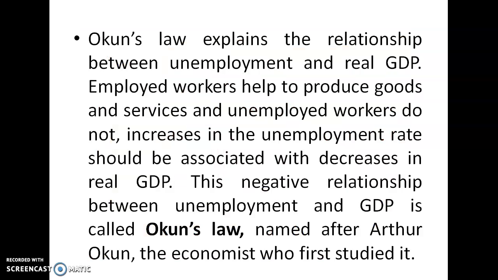Okun's Law explains the relationship between unemployment and real GDP. Employed workers help to produce goods and services, and unemployed workers do not. An increase in the unemployment rate should be associated with a decrease in real GDP. The negative relationship between unemployment and GDP is called Okun's Law, named after Arthur Okun, the economist who first studied it. Let us explain Okun's law with the help of the following figure.